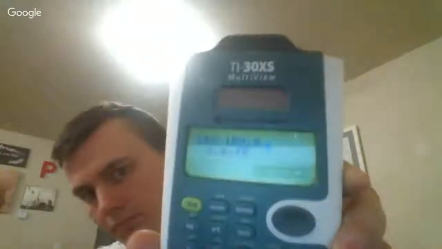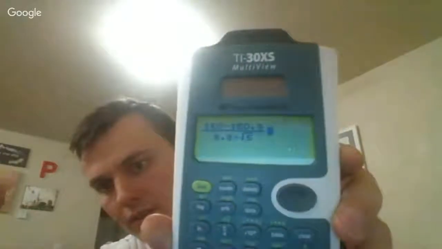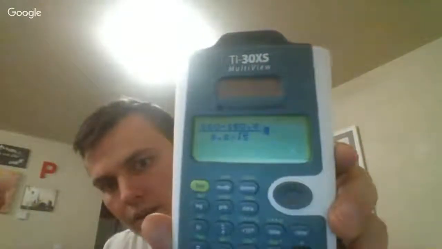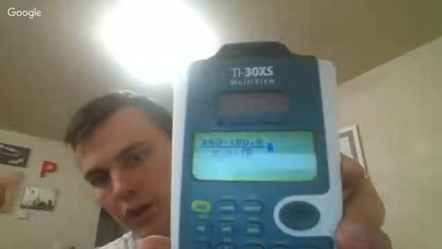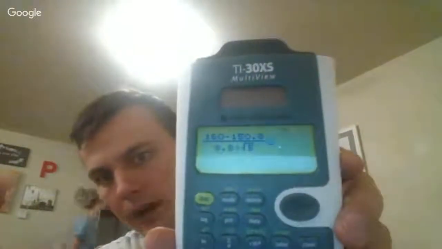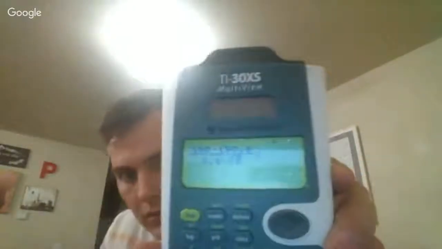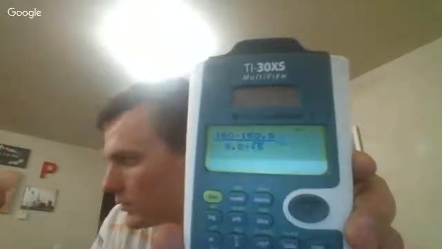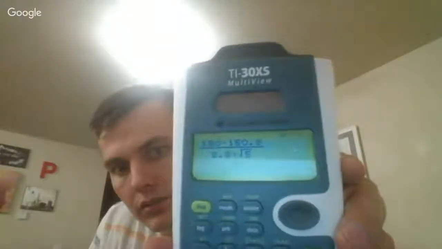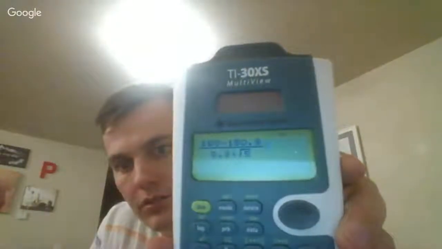Okay, I'm going to show you my calculator because I think this will help. Can you see that? Almost. So it's 160 minus 150.8, divided by 8.8, divided by the square root of 5. I'm going to write the formula.